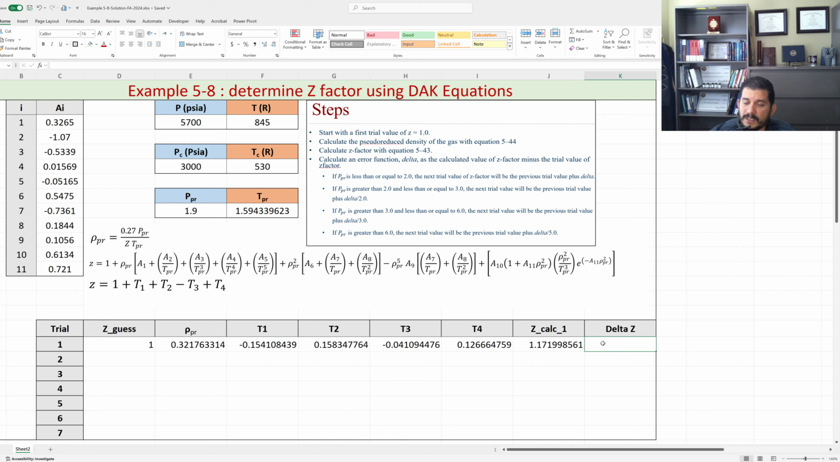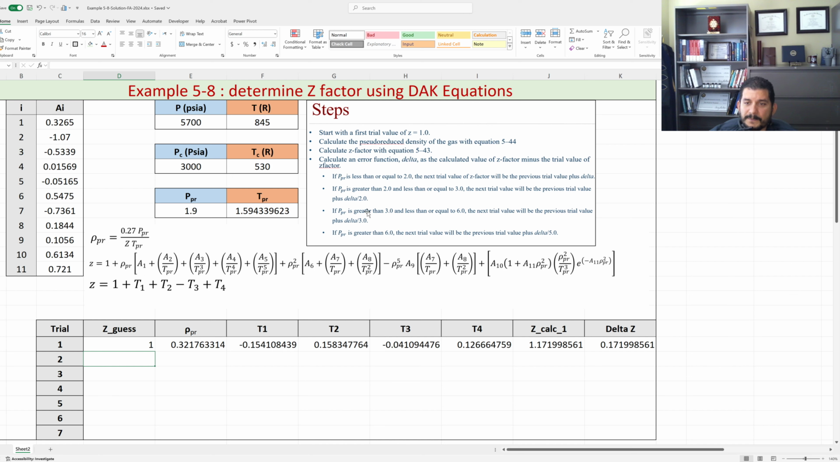Now it's time to calculate delta z. Delta z is simply the difference between your current z and the previous z. So it will equal this z minus the previous one. Enter. Now you see here, it's time to update, or to get a better estimate, a better guess for the z factor.